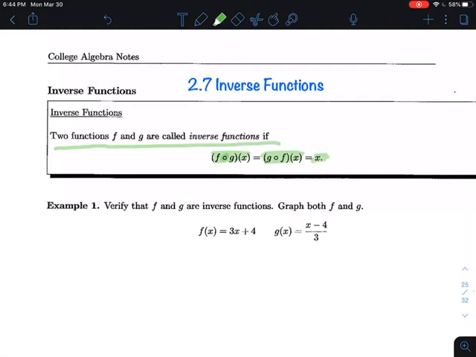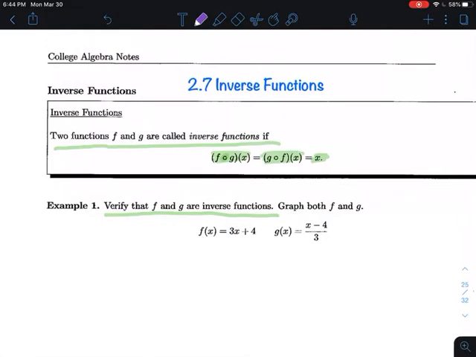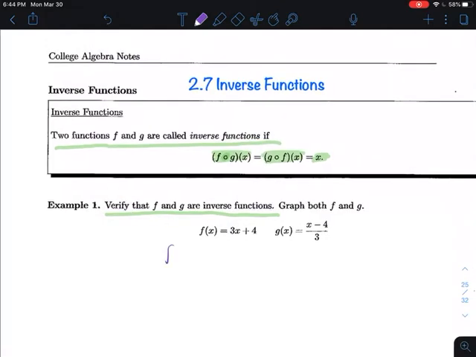All right, so if I do f of g of x, or if I do g of f of x and I get x back, that's how I verify and determine if they're inverses. So starting with the first example, I'm going to do f of g of x. It doesn't matter which one I do. I'm actually going to do both for this example.